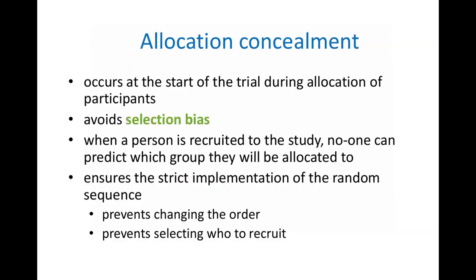Now comes allocation concealment, which occurs during the allocation of participants and concerns selection bias. When a person is recruited to the study, no one can predict which group they will be allocated to. So it ensures strict implementation of the randomization sequence. This is a part of random sequence implementation, that is allocation concealment. It prevents changing of the order and prevents selection of whom to recruit.